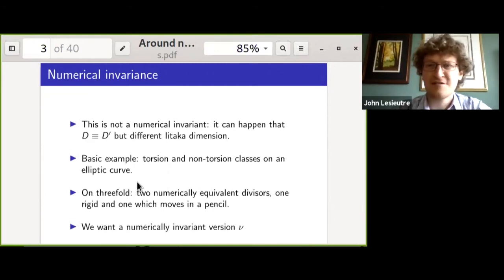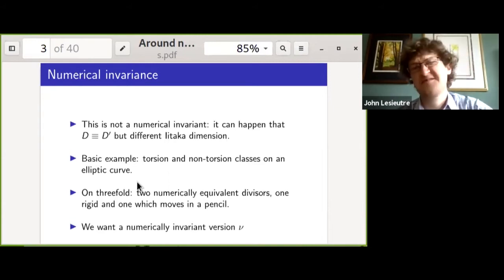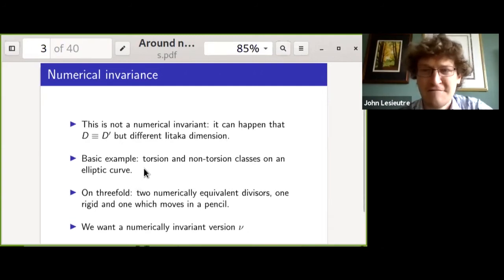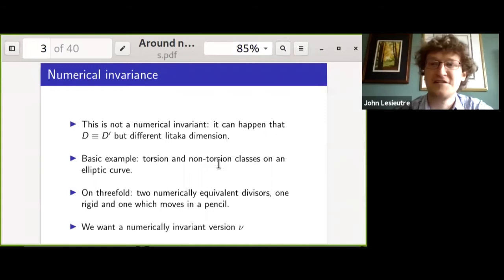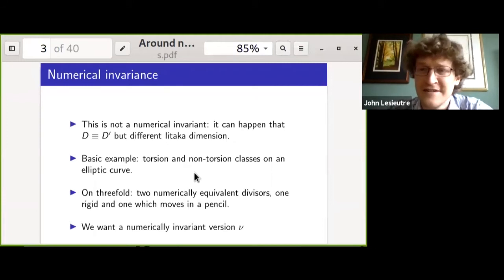So that's sort of a low dimensional and maybe not so enlightening example. If you're on an elliptic curve and you take a torsion and a non-torsion class of degree 0, those count as numerically equivalent. For the torsion class, H0 of MD, as long as M is divisible by the order of the torsion, is going to be 1. It will have a section. So that'll count as Iitaka dimension 0. For the non-torsion one, of course, if you take no multiple, by definition, there are no sections of H0 of MD for any M. So that counts as Iitaka dimension minus infinity.